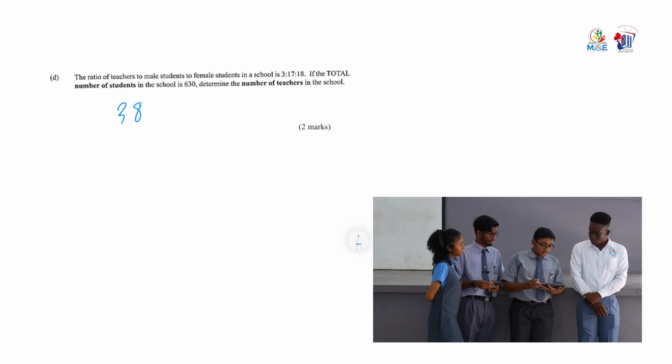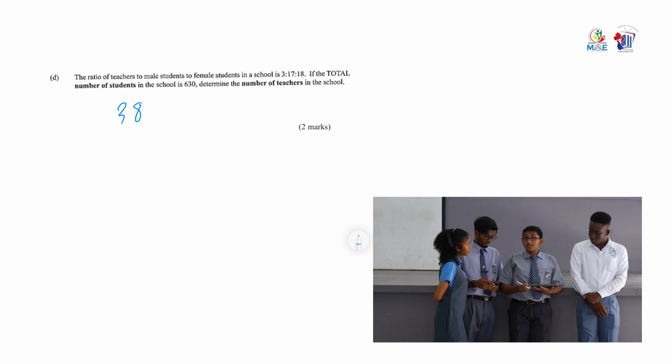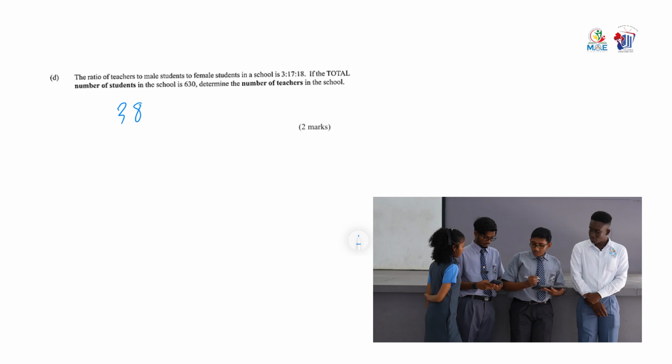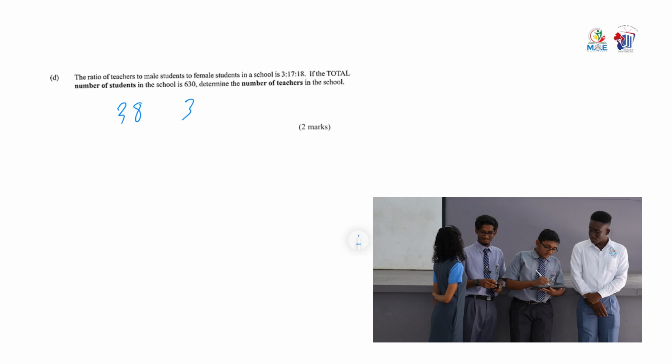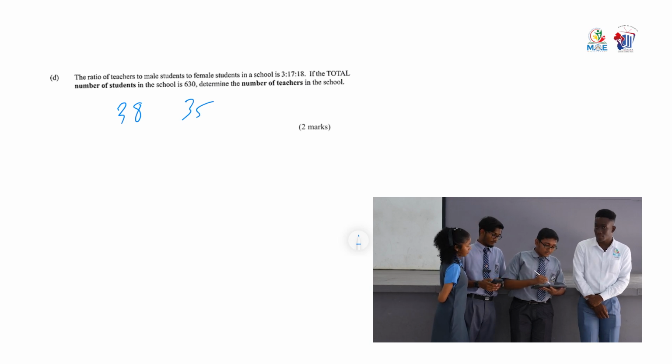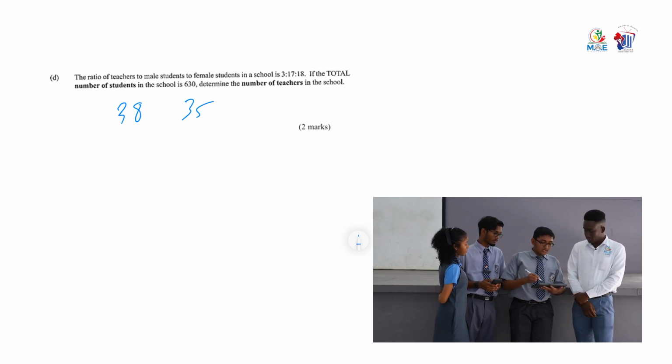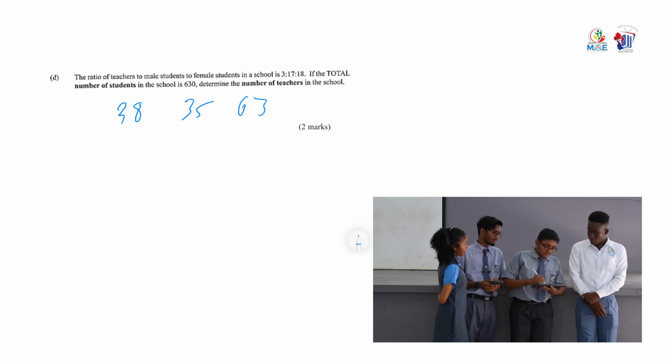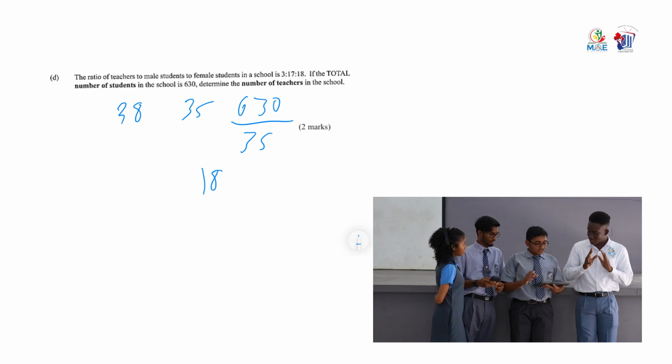So total students will be female plus male. So 17 plus 18 is 35. Okay, so 35 is the total of students. So you can find each student part. So it's going to be 630 over 35, which is 18 for each part. So each share is equal to 18.